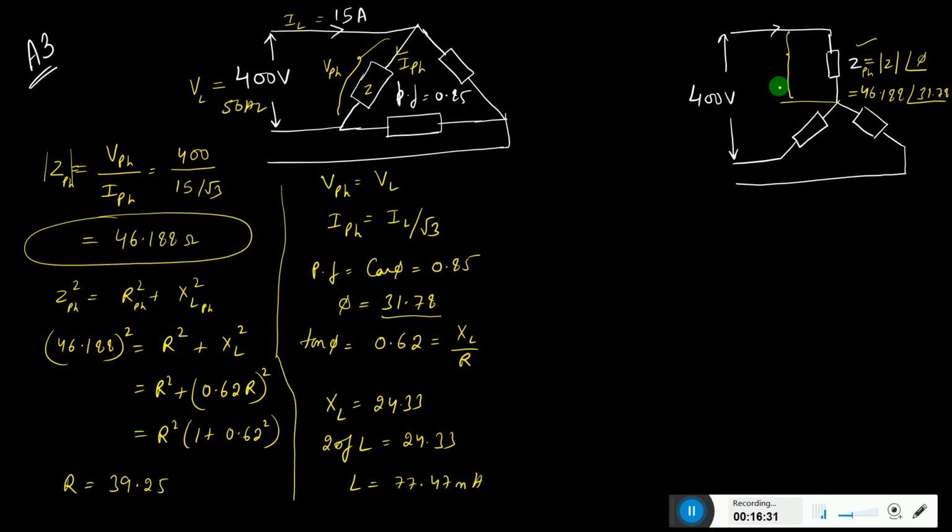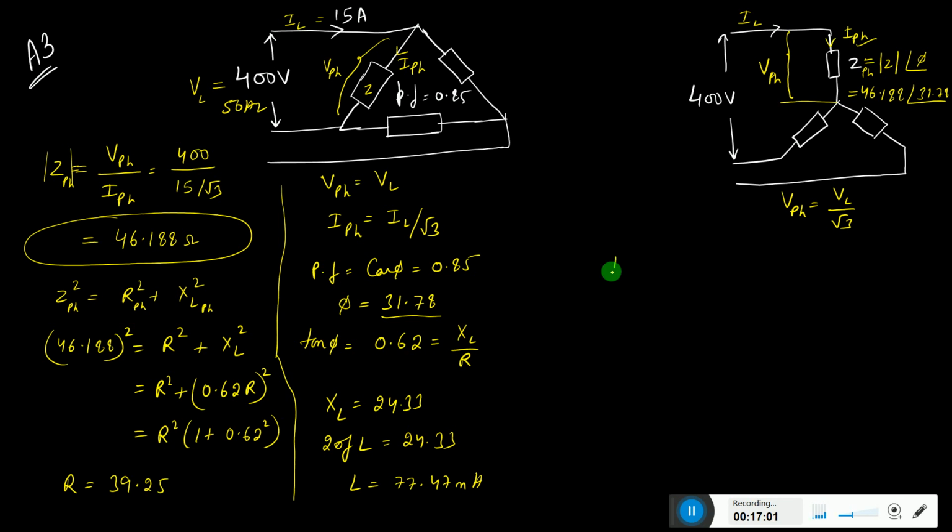In case of star connection, we find that the phase voltage is different. The phase voltage is equal to line voltage divided by √3. And the line current will be the same as the phase current. So if I know the phase voltage and the phase impedance, I can get the value of the phase current.